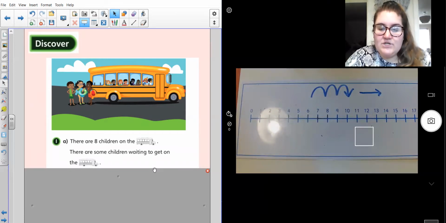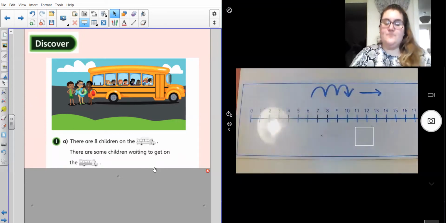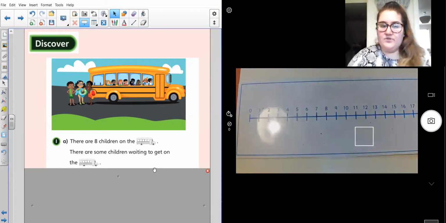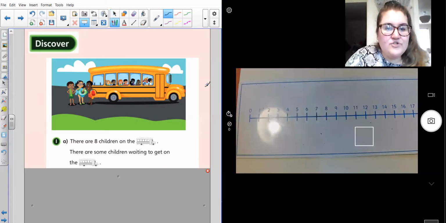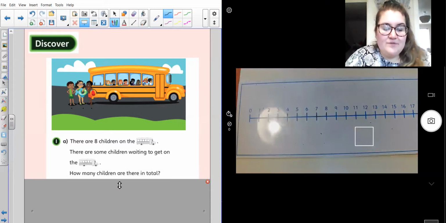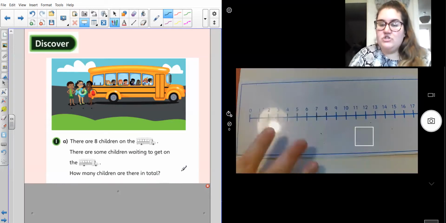But there are some children waiting to get on the bus. Can you tell your grown-up or somebody next to you how many children are waiting to get on the bus? How many? So well done if you said there are 3, because there's one here, here, and here. There are 3 children waiting to get on the bus. So it says how many children are there in total.